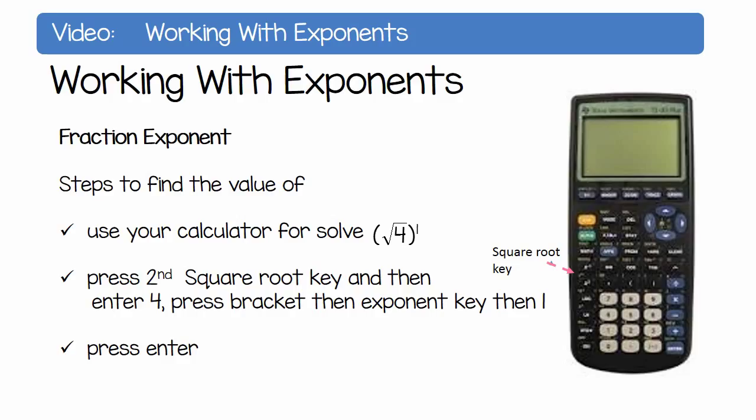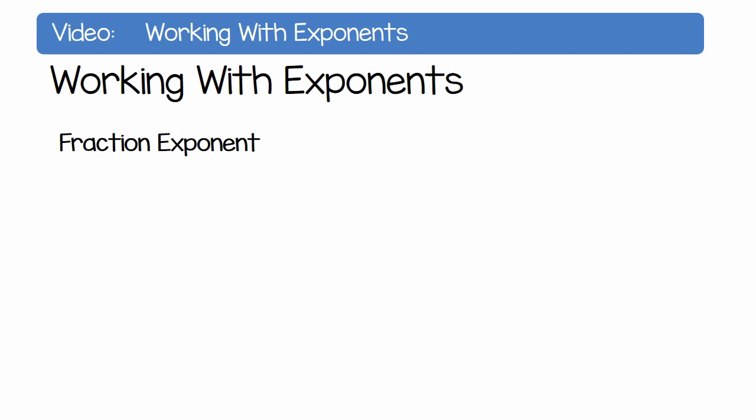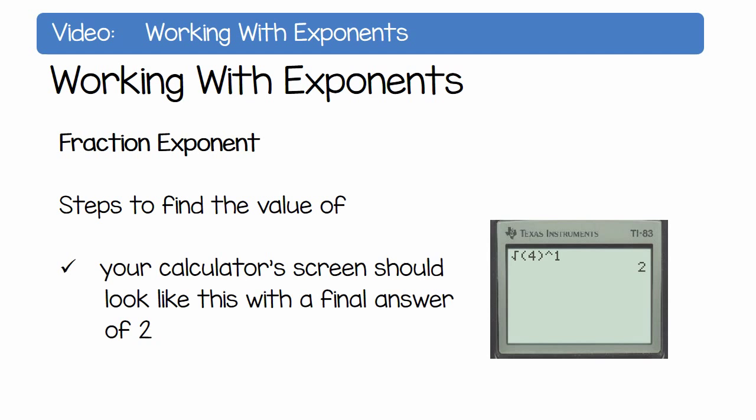Let's review that. Press the second square root key and then enter 4, type the bracket, then the exponent key, and then the number 1. When you're done, press enter. And now your calculator should display the following steps. The square root of 4 to the exponent 1 would give you a final answer of 2.